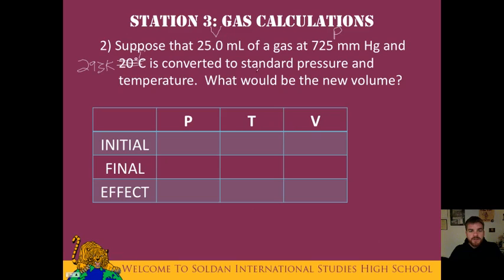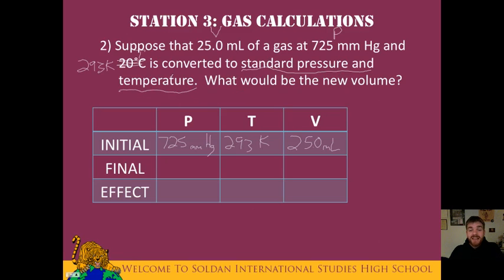Okay, let's plug in our values here. 25 milliliters is our initial volume. Our pressure is 725 millimeters of mercury. And our temperature is 293 Kelvin. Well, a lot of students will look at this and say, they did not give me any other information. What do I do? How do I find my final values here? Let's reread the problem. Suppose that 25 milliliters of gas at 725 millimeters of mercury and 293 Kelvin is converted to, oh, here it is, guys, standard pressure and temperature.